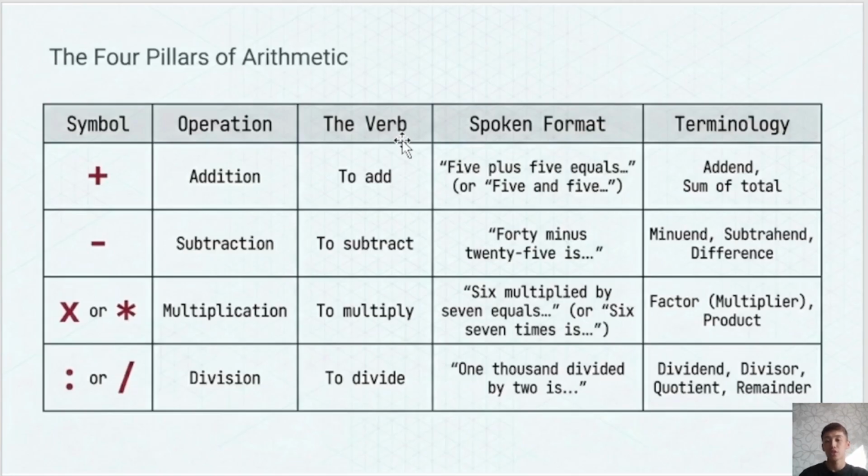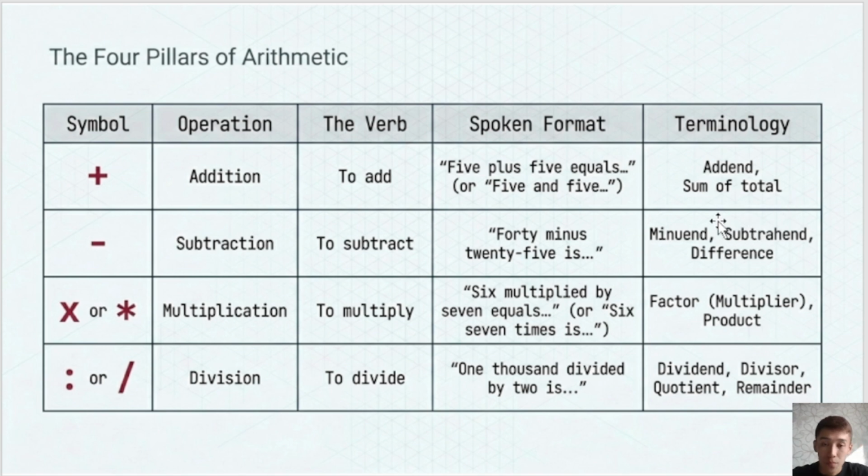The first slide consists of the four pillars of arithmetic. We can see the symbols and the operations: addition, subtraction, multiplication, and division. And what about addition? The verb is to add, and the spoken format is 5 plus 5 equals, or 5 and 5, and so on. Then the terminology is addend, sum, or total.